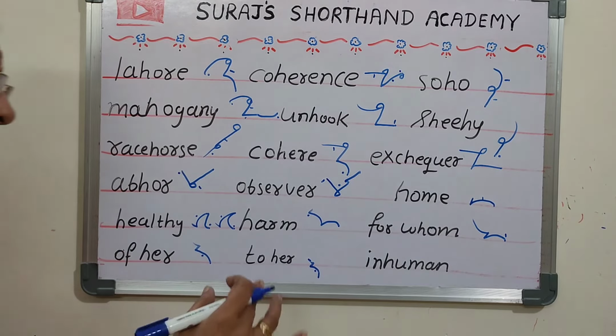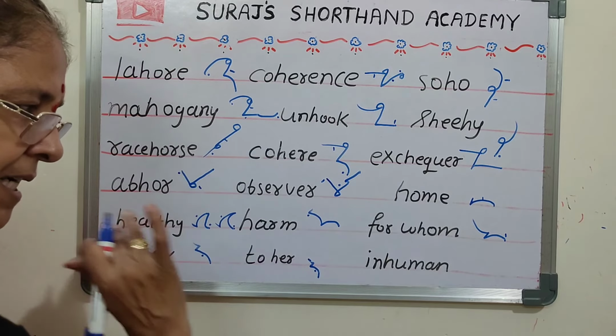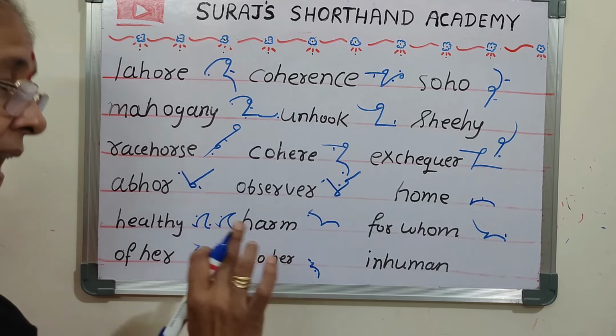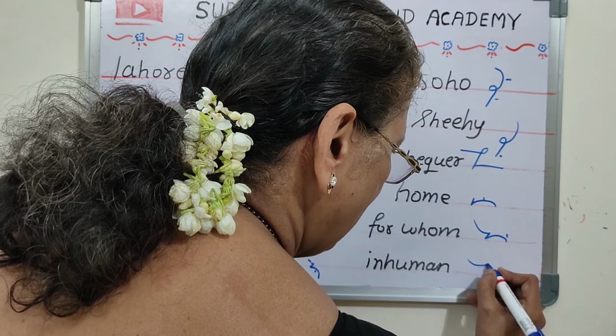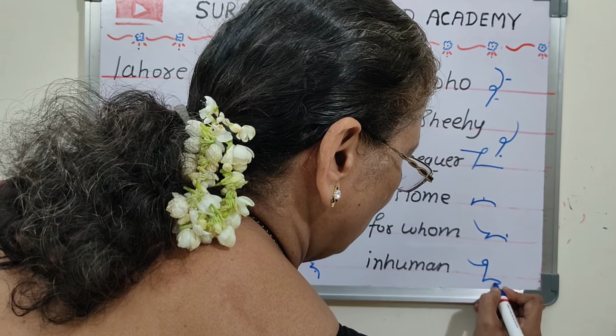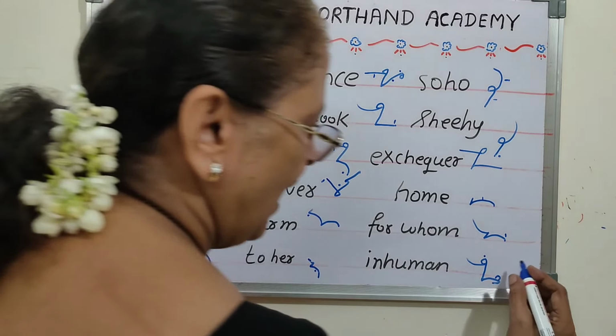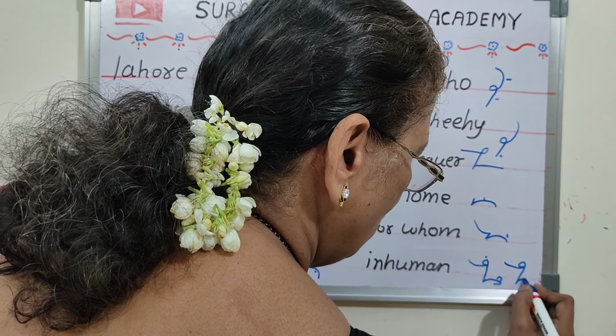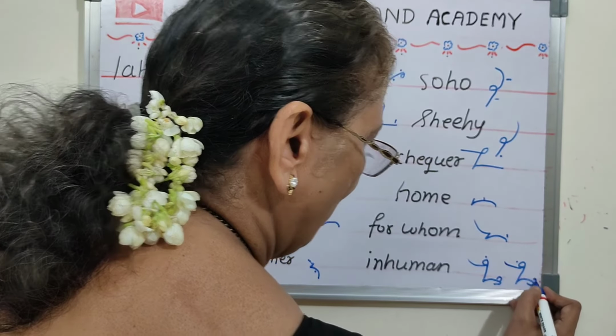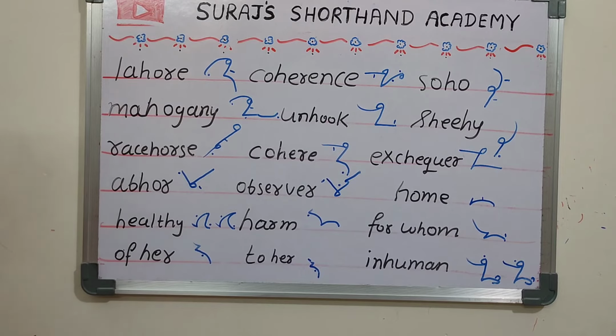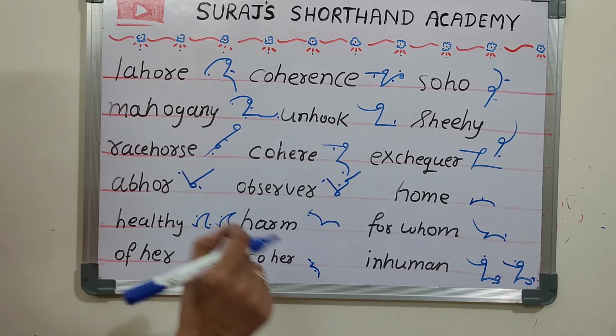Inhuman. Now here, the in sound is there, not the H sound. In the beginning, the in sound is there. So, inhuman. Inhuman. This is M. Again I am writing, inhuman. There are many verses there, but all are easy words. Easy words are not given for practice. Only the difficult ones I have given for practice. In the next page, I will show you how to write H dot.